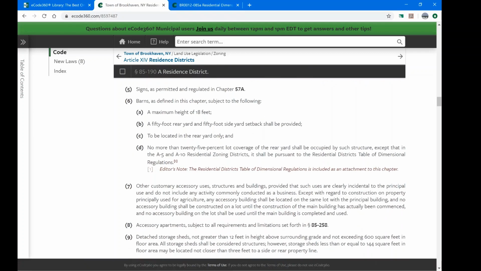Other accessory uses. You can have barns at your house. They have to be a maximum of 18 feet high. They cannot be more than 50 feet to the rear and side yard setbacks, and they can only be located in the rear yard. Now, what it doesn't mention is what types of animals can go in there, but we'll get to that a little bit later.